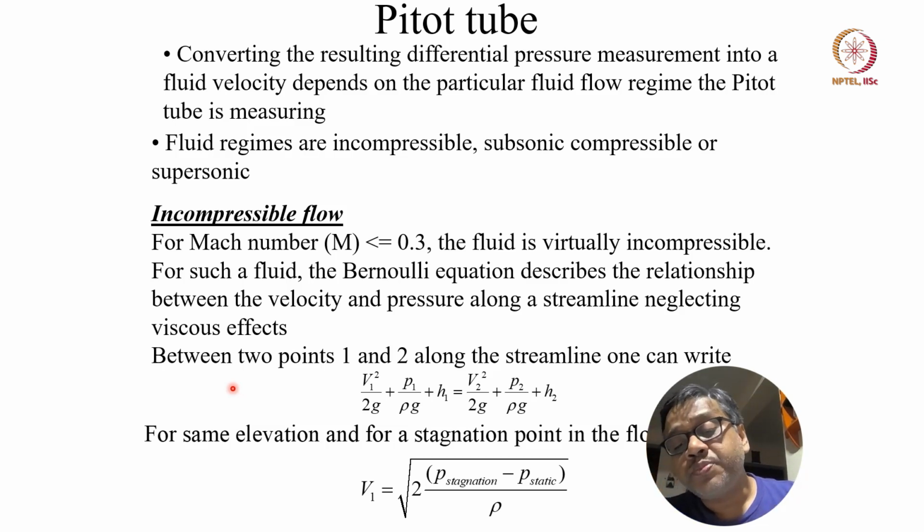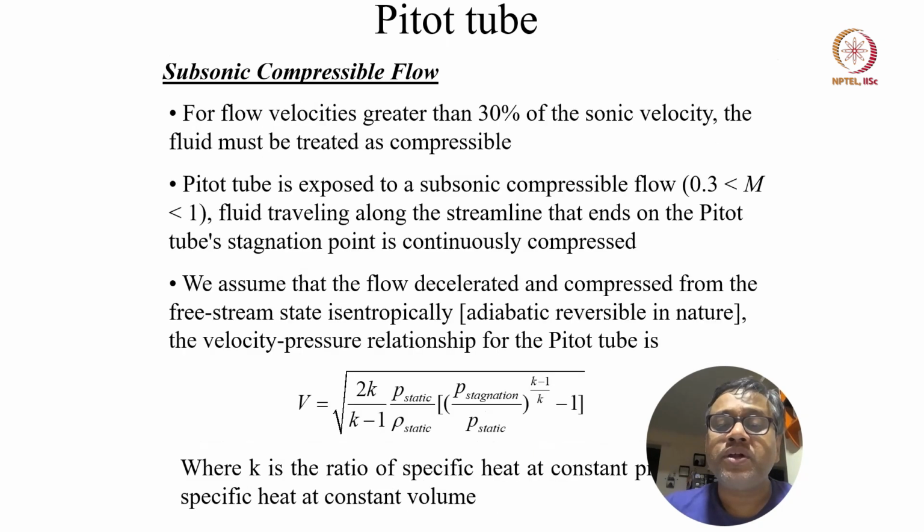All right, so it is pretty obvious that you are measuring this differential pressure, and because you are measuring this differential pressure, you can infer the velocity, which is basically the square root of the differential pressure. That will give you the velocity by simply using Bernoulli's.